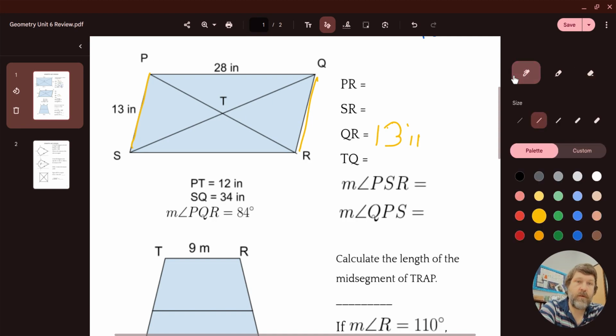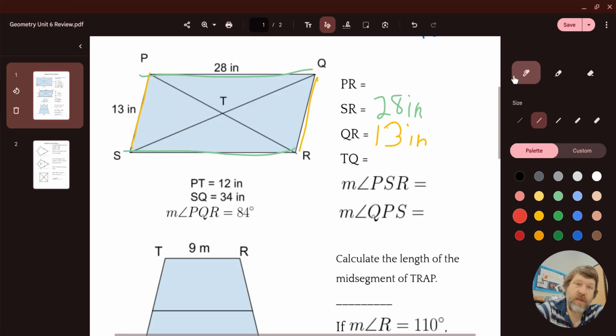Let's try that again. 13 inches. And then on the other side of that, we have this side that's 28, which is the same as SR. So SR is also going to be 28 inches. All right, so that's pretty much it for that. Opposite sides are going to be the same measure.